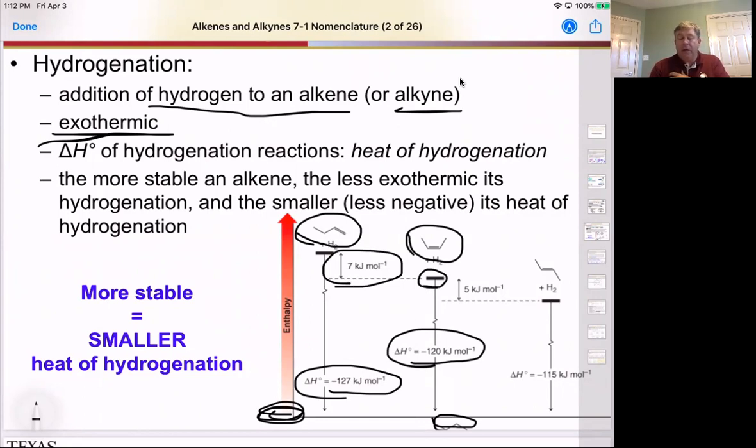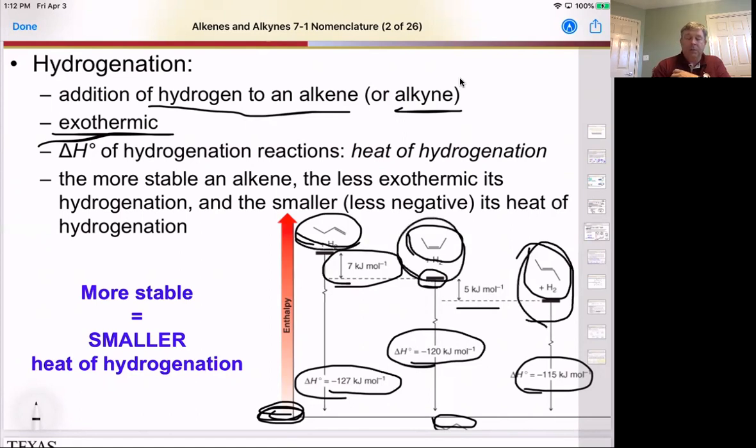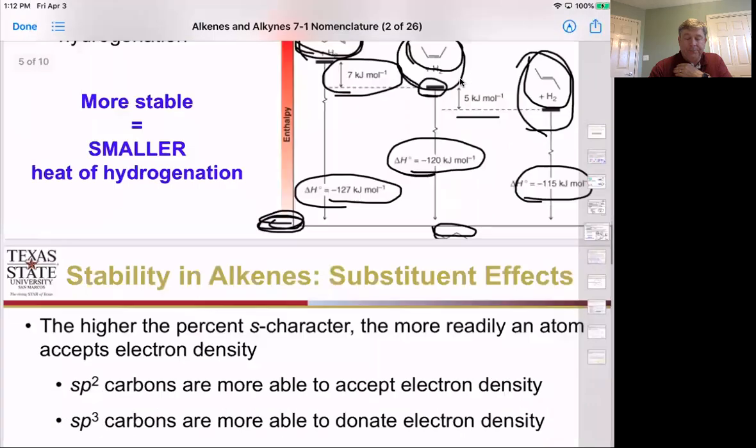So now if we have a different isomer here, the internal, but it's the E configuration or trans configuration, it actually gives off only 115 kilojoules per mole, which is 5 kilojoules less than that for the cis. Therefore, the trans alkene is more stable than the cis alkene, which is more stable than the terminal alkene, all by the difference in amount of energy given off during this heat of hydrogenation reaction.